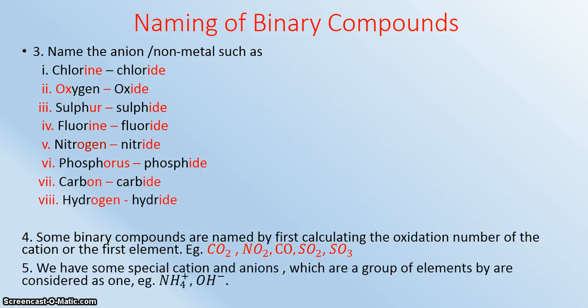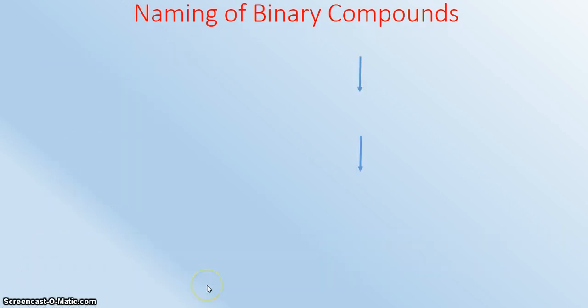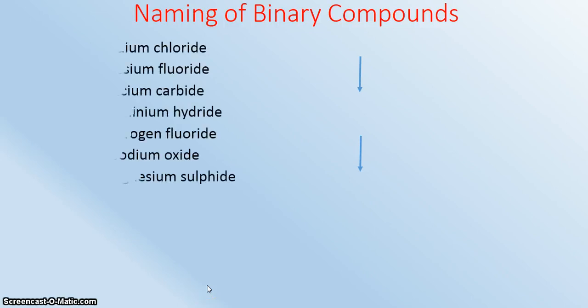And then we have some special cations and anions. You may see them as a group of elements, but then we consider them as one. For example, we have nitrogen and hydrogen existing together as one unit, and we call this ammonium. We have oxygen and hydrogen also existing together as a unit. We call this the hydroxide. When you meet them, treat them as one. Don't separate the elements.